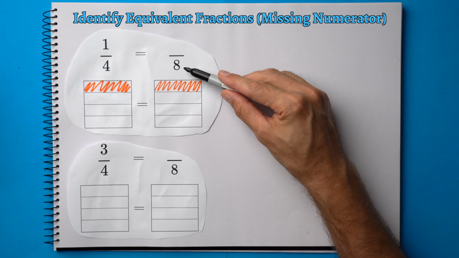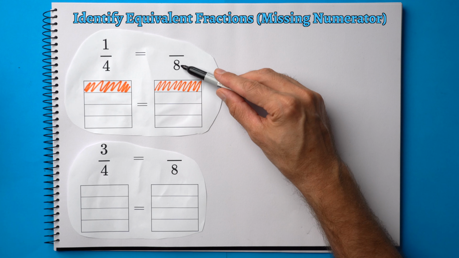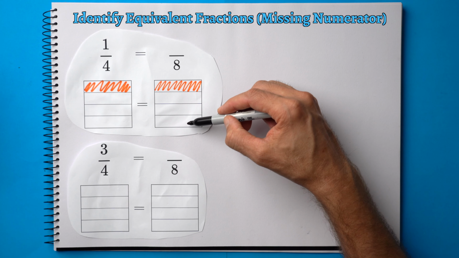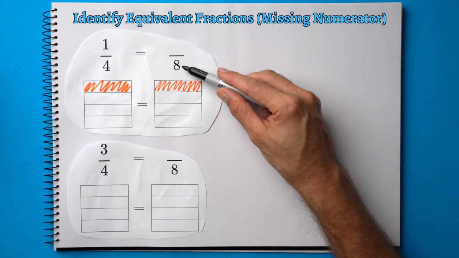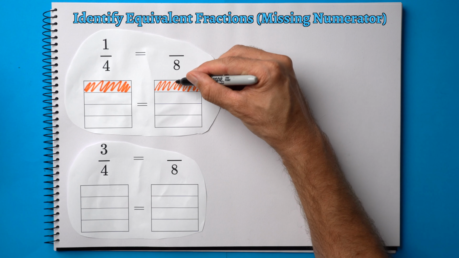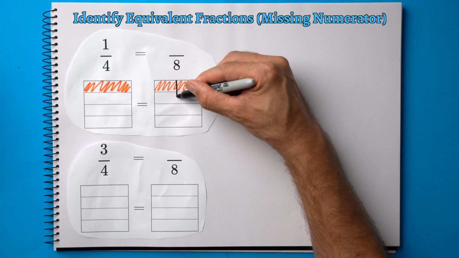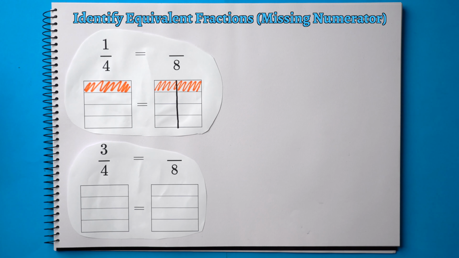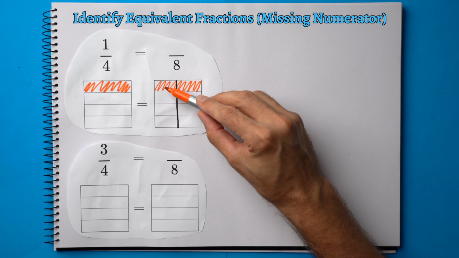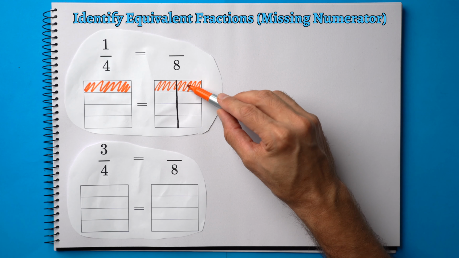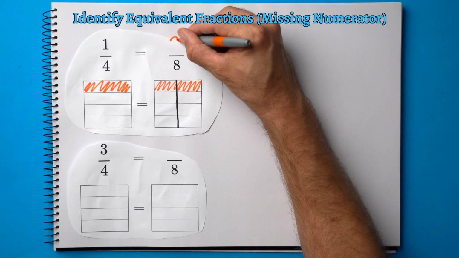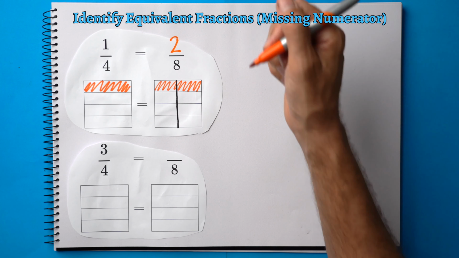Now this one, it's asking us for eighths, not quarters. So if I've got 4 parts and I need to cut them into 8 equal parts, I could do that like this. I could cut it straight down the middle. So now I've got 8 equal parts. And now that I've got 8 equal parts, you're going to see that I've now got 2 of the 8 pieces coloured. So 2 becomes our numerator, or the number on top.